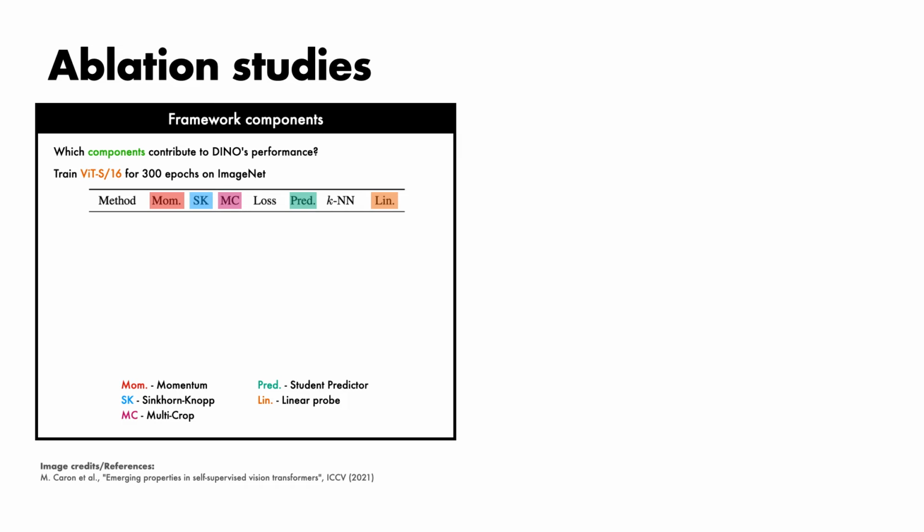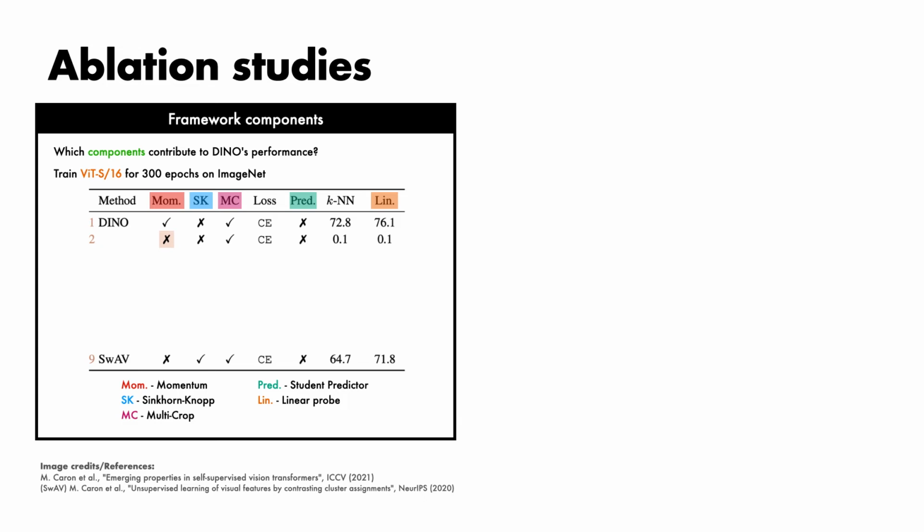A first observation is that, relative to DINO, removing the momentum completely degrades the performance. Note that it is possible to train without momentum and avoid collapse if Sinkhorn-Knopp is used, and in fact, this recovers the SwAV method, though its performance is worse than DINO. Using both momentum and Sinkhorn-Knopp adds little benefit, and in fact slightly degrades performance.